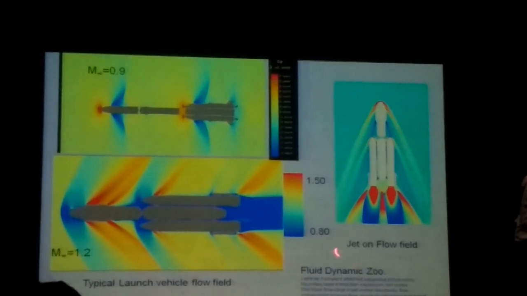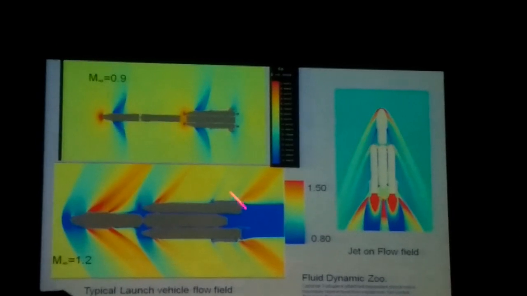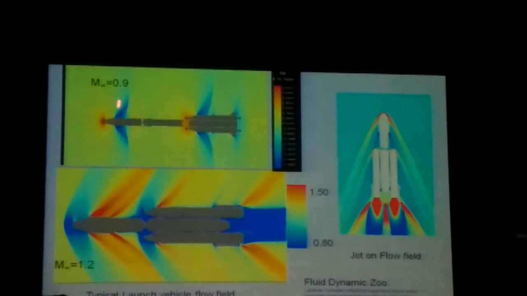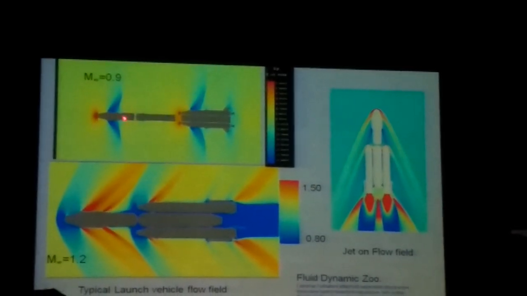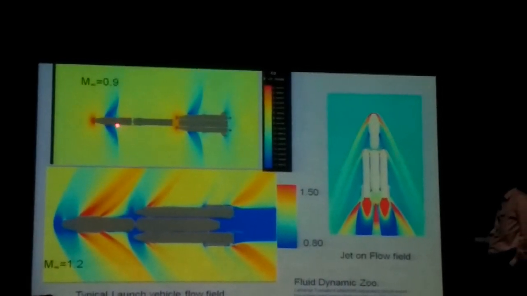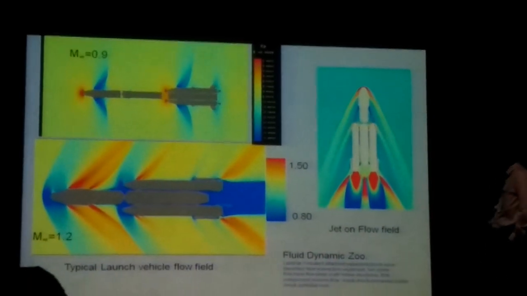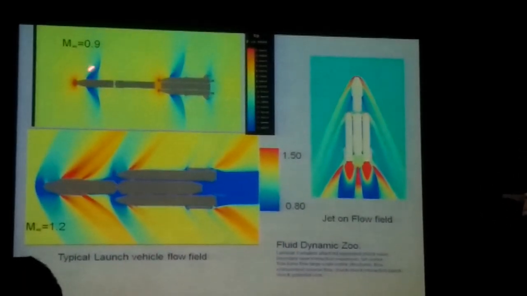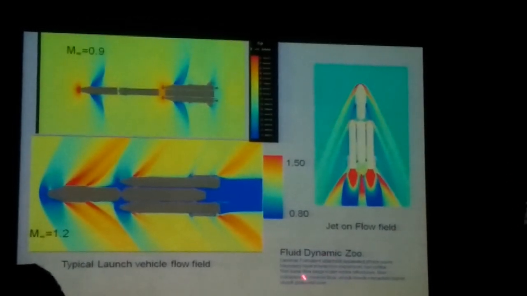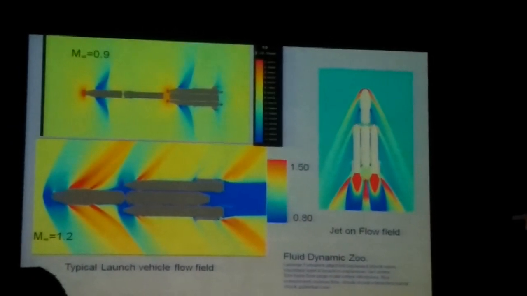It is something like a fluid dynamic zoo, you can say, where you start with the flow being laminar, then it transitions to turbulent. You have a turbulent attached flow, and then you have the shock wave at Mach number 0.9. This is the coefficient of pressure Cp, and a shock wave is formed there. And then with the shock wave you also have separation, then you have an expansion fan in this region, and there will be separated flow in this region, and you have the base flows, multi-jet interactions, large scale vortices.